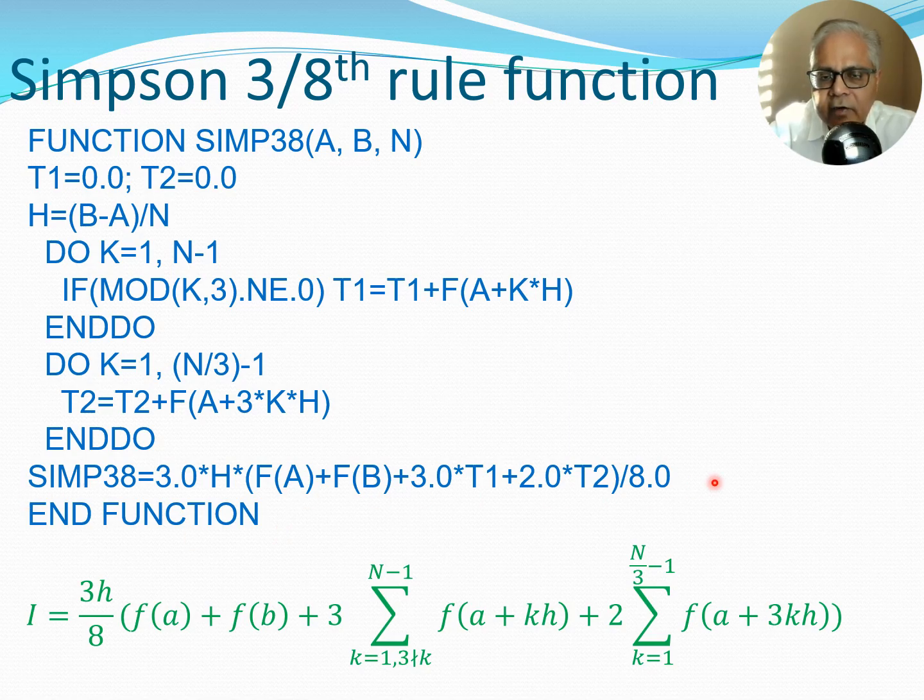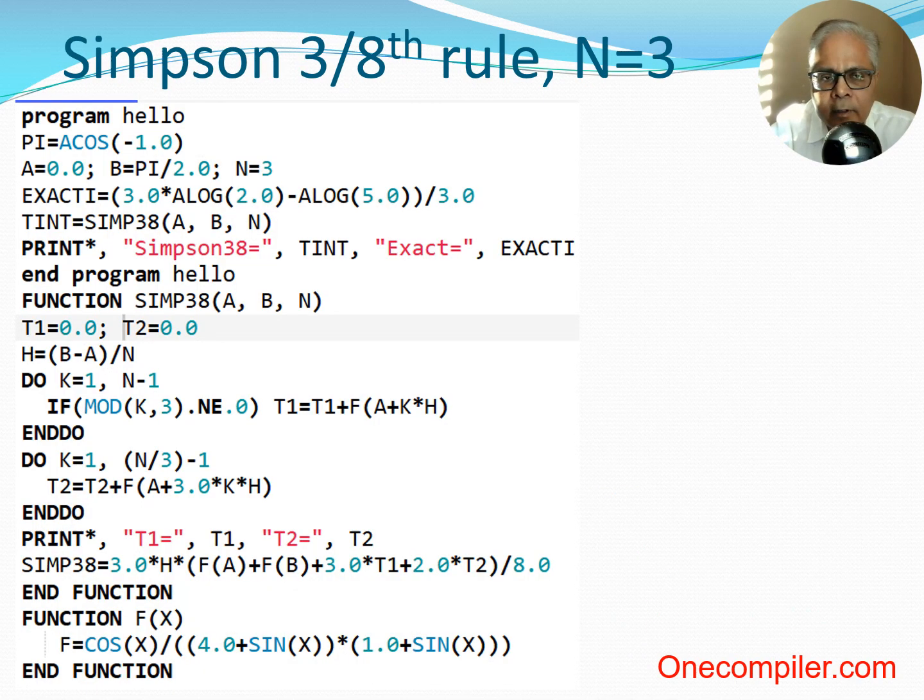Then I finally write the formula for the Simpson's rule. So I get 3 by 8h. So that's here. Then you have fa plus fb plus 3 into term 1 and 2 into term 2. So this is hopefully going to give me the output.